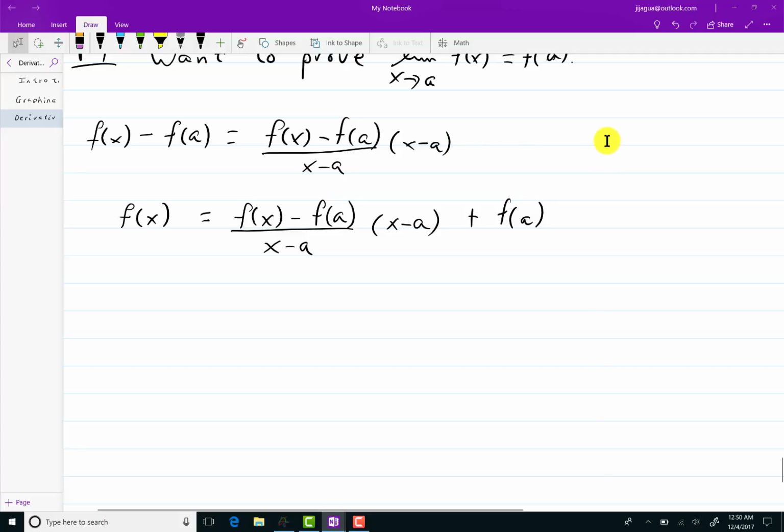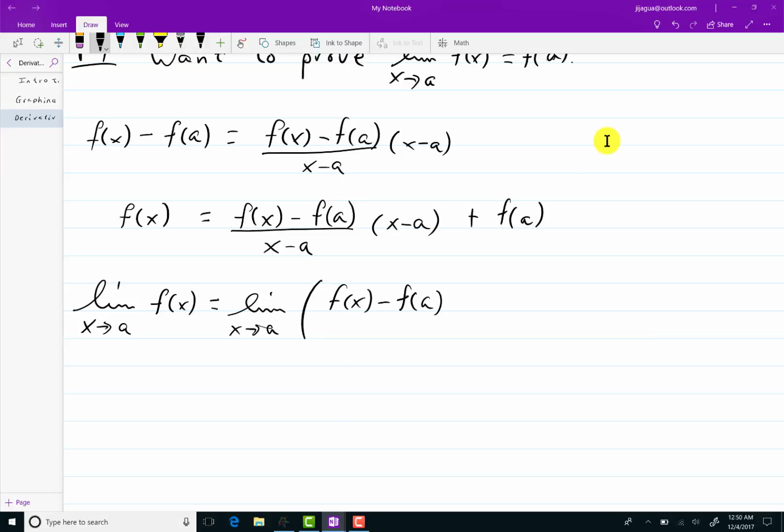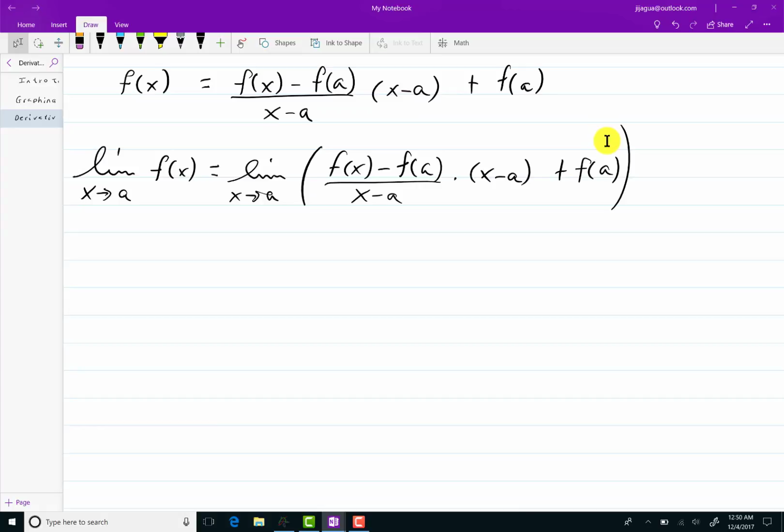I'm going to take the limit of both sides. The limit as x goes to a of f of x equals the limit as x goes to a of f of x minus f of a all over x minus a, times x minus a, plus f of a. And you can take the limit of each piece of this. This part right here is f prime of a. That's an alternate version of the derivative. The second piece, x minus a, as x goes to a, is going to be 0.